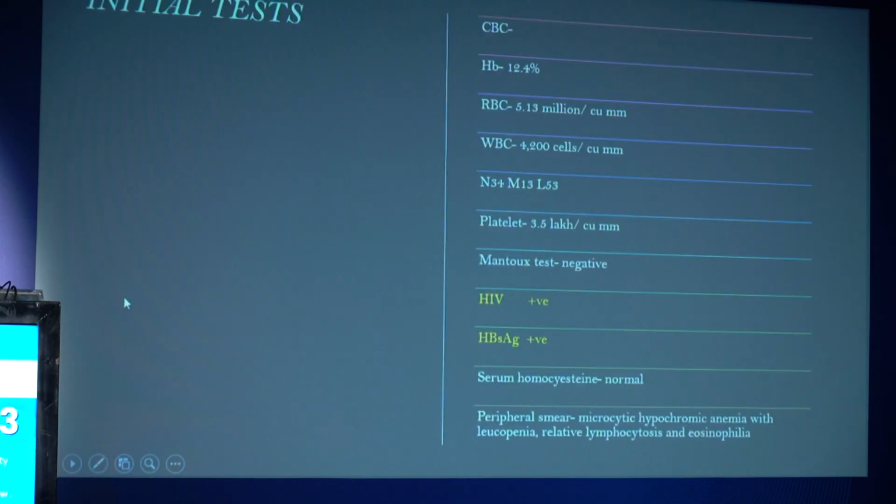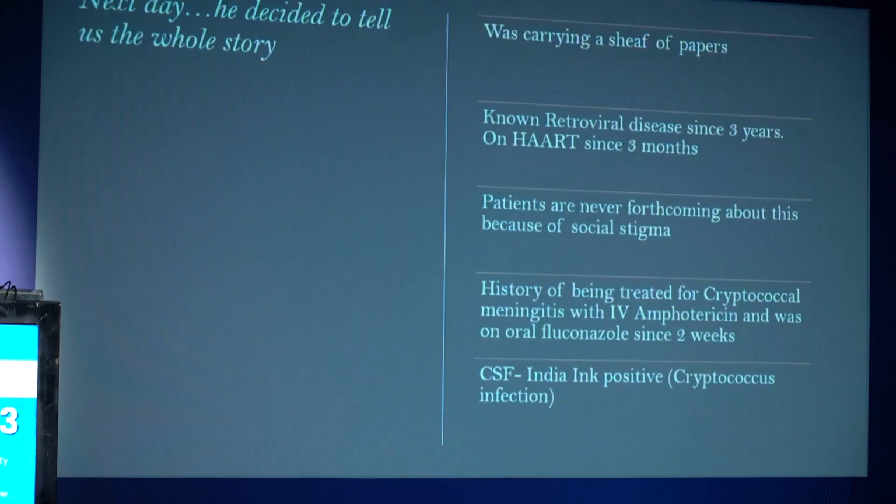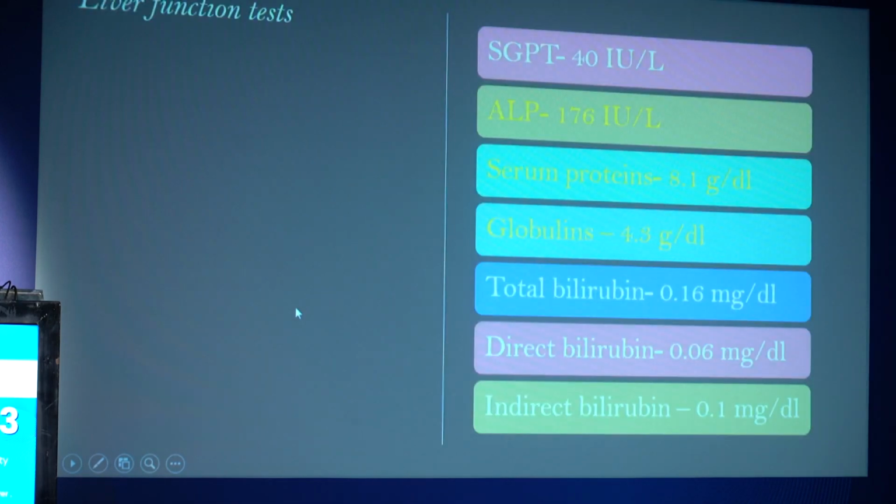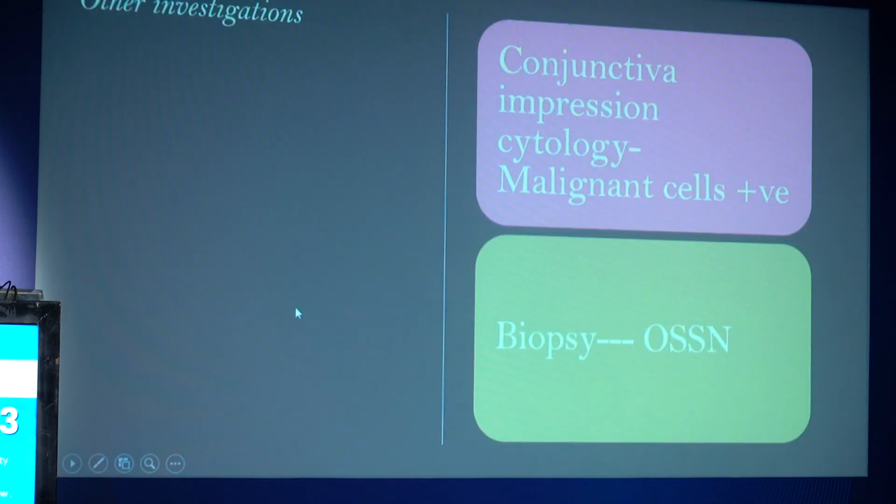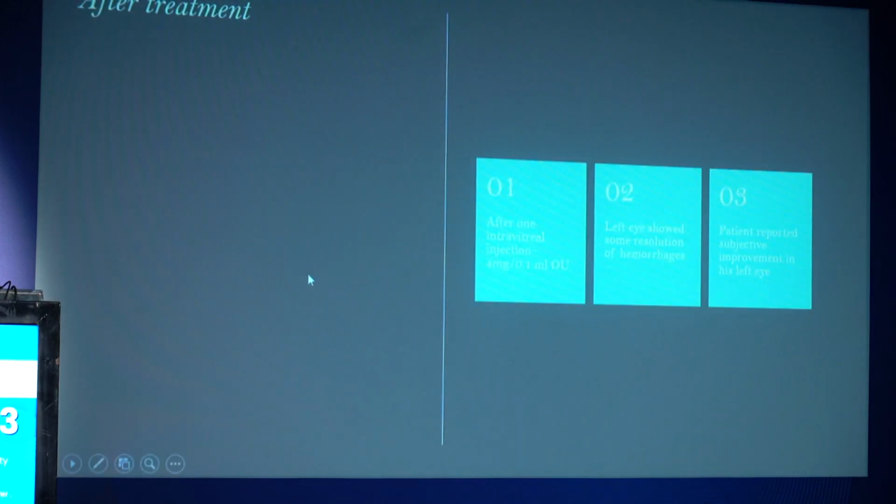And the patient was HIV and HBsAg positive with some mild anemia. Next day he told us the whole story because they are not initially forthcoming of their history. So he is on HAART and treated for cryptococcal meningitis. So this was a case of bilateral CMV retinitis with very low CD4 count and even had the finding of bilateral OSSA.